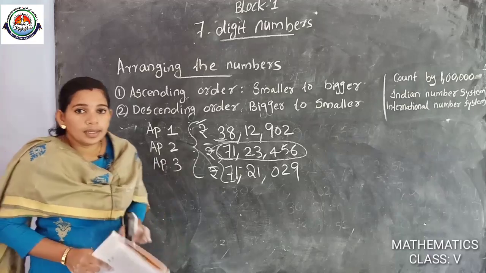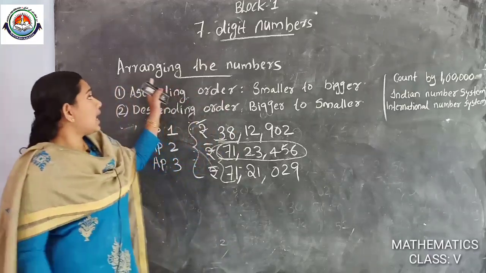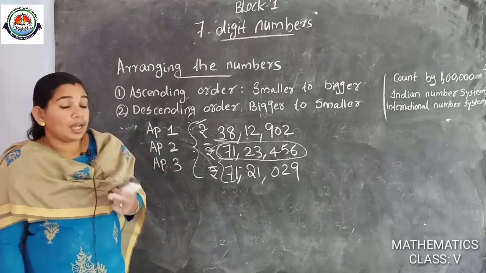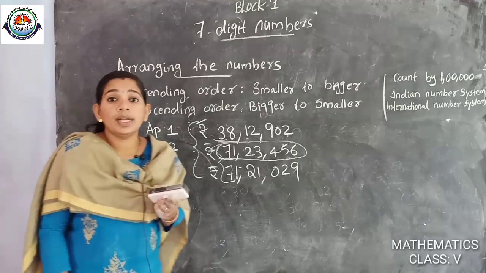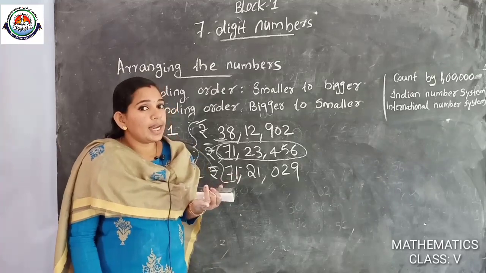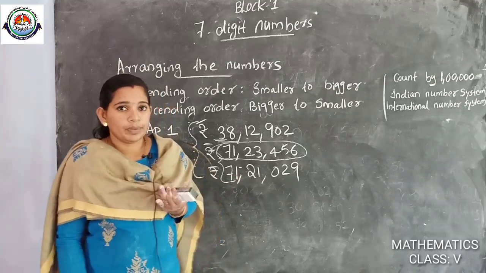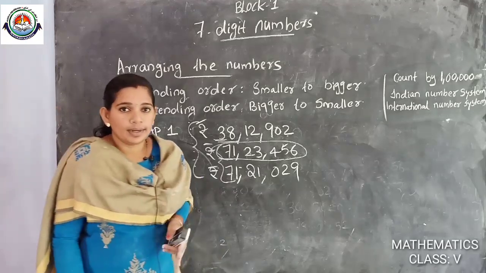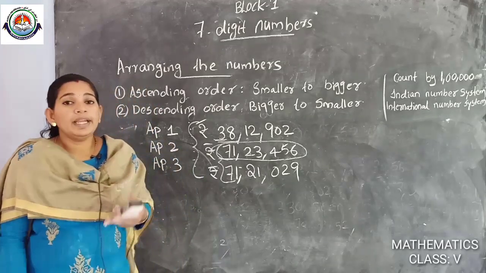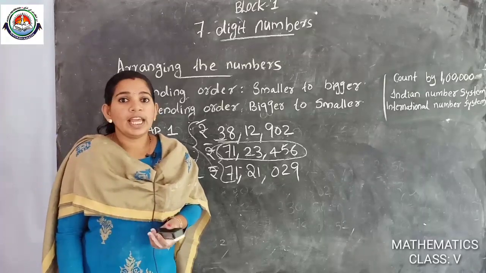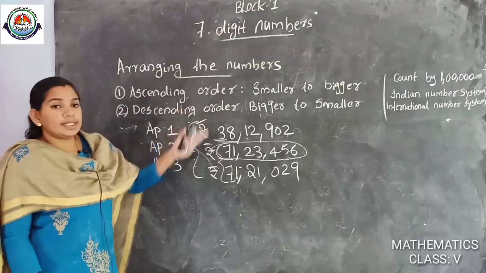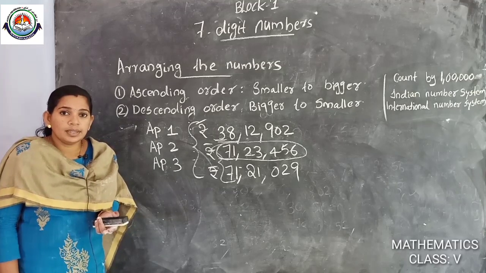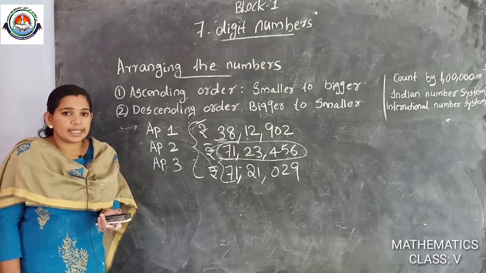Okay. Today we discussed arranging the numbers. How do we arrange? We arrange in 2 orders: ascending order and descending order. Ascending order means smaller to bigger. Descending order means bigger to smaller. Does anyone have a doubt about ascending and descending order and arranging the numbers? Okay, we will do more problems later. Okay, thank you.